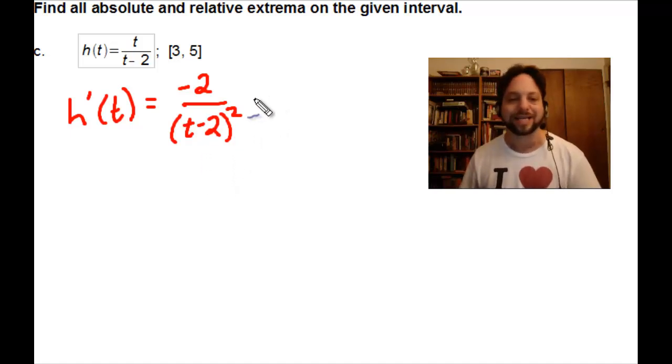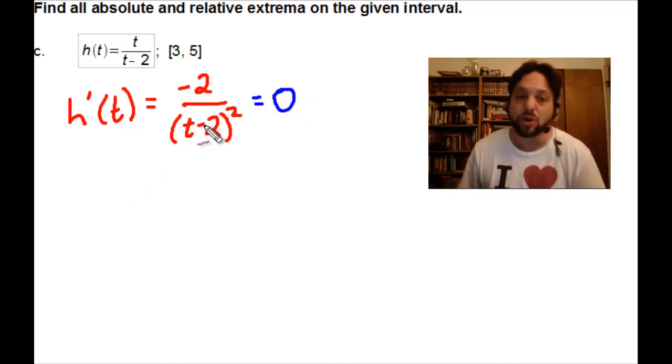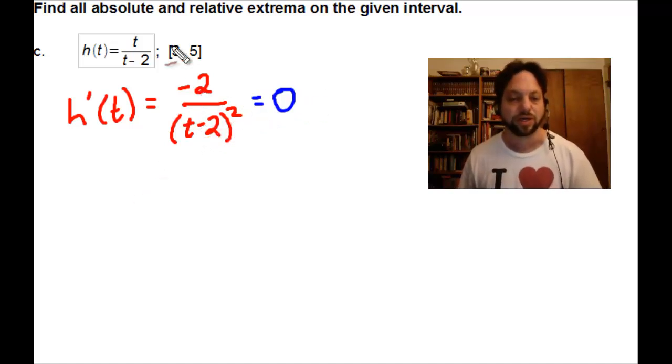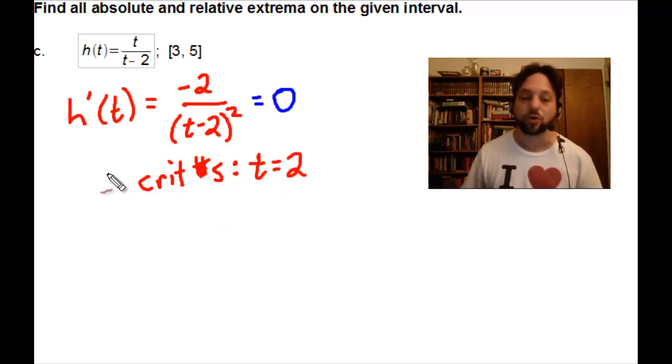Now, if we go ahead and set that derivative equal to 0, we won't get any critical numbers that way. So there's nowhere that the rate of change is 0, not just on this interval, but at all. So are there any values at which the derivative fails to exist? Here, certainly we can say yes, there are. When t equals 2, look what happens to this derivative. Exactly, we get a 0 on the bottom. So our critical number is going to be t equals 2, and that's going to be the only one.